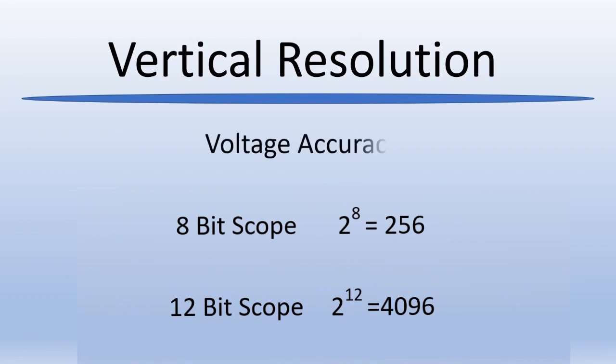Vertical resolution is another important specification in oscilloscopes. My good friend Matt Fanslow wrote an article explaining what it is, and I'll leave a link in the description below so you can check it out for yourself. An oversimplified description of vertical resolution is how accurate the scope can be when displaying a vertical trace. An 8-bit scope can have 256 steps from top to bottom. A 12-bit scope can have 4,096. That's 2 to the 8th power versus 2 to the 12th.